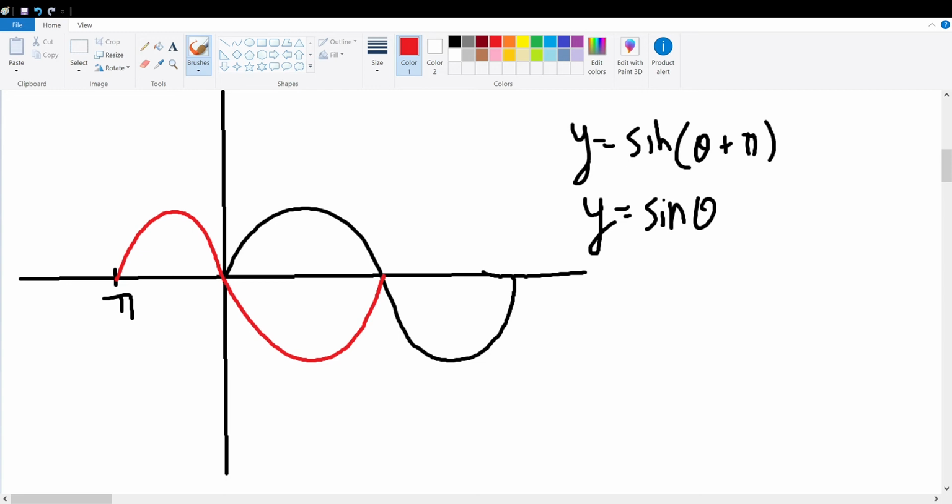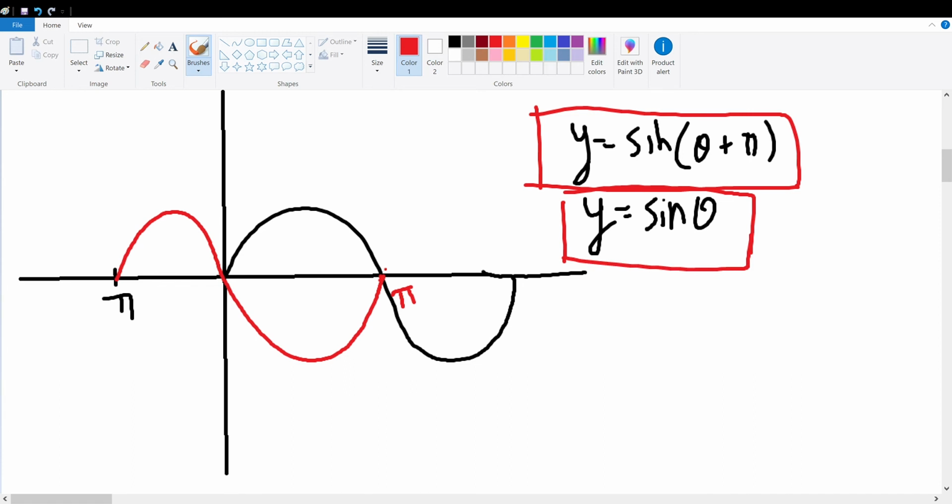Notice how it passes through the origin and it passes through the pi. This is pi right here. This point is pi. And this red function, y equals sine parentheses theta plus pi, will move faster than y equals sine of theta, as the red graph here is starting at an earlier point and moving at a constant speed relative to sine, whereas when this function right here has traveled pi distance, the y of sine theta has begun moving. Therefore, this function is moving faster than y of sine theta by pi units.